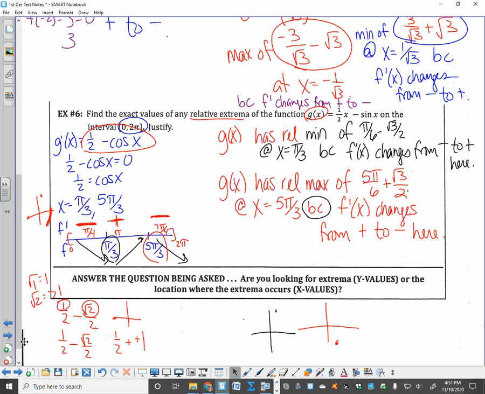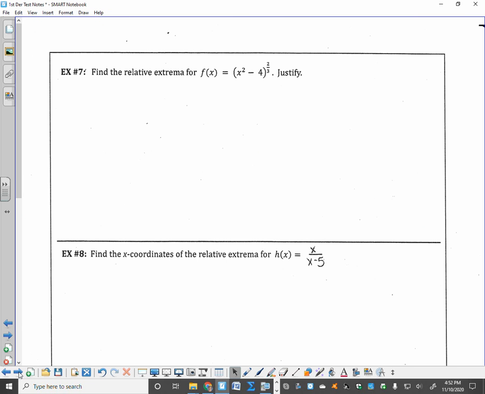Before, I think a page ago, they only asked for where it was. So we didn't have to find what it was. We just had to tell them where it happened. Okay, last three. Oh, yay, it's a 2/3. That's a cusp. It's going to have a cusp. All right, it is going to have a cusp where the derivative does not exist. So just have that on your radar.